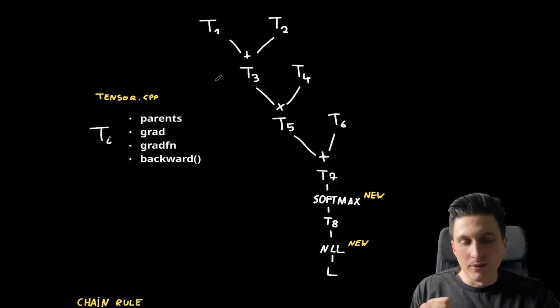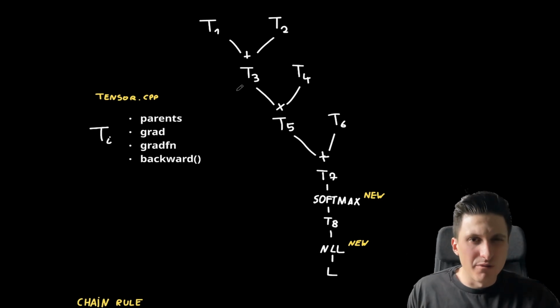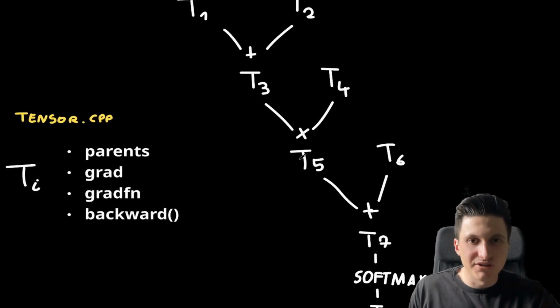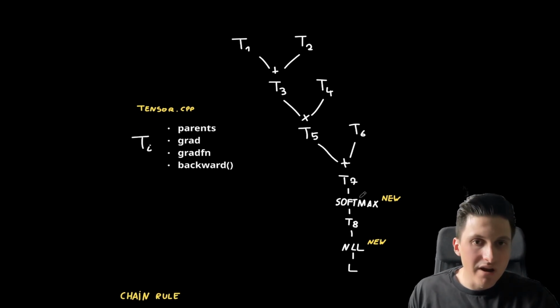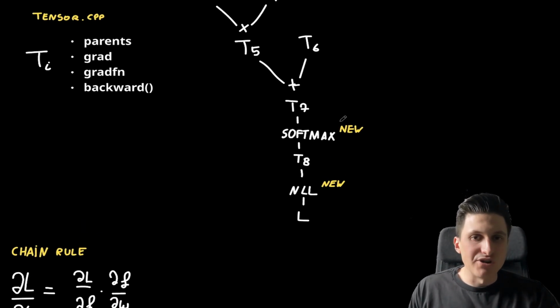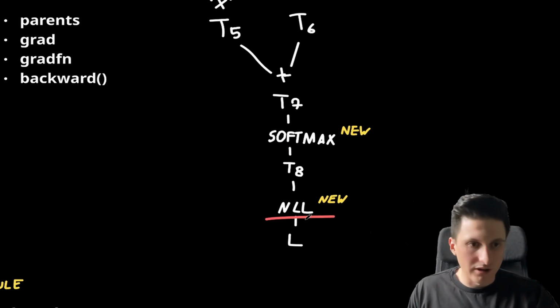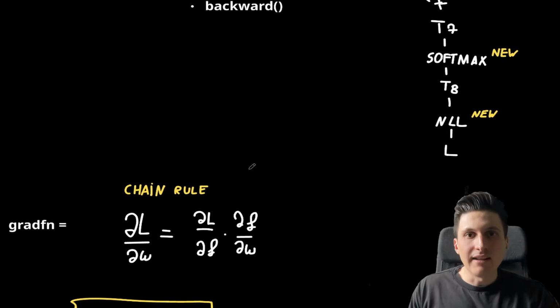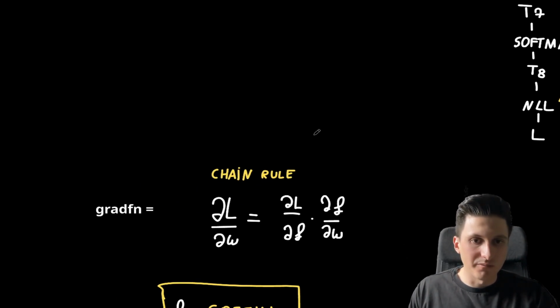If you need a better understanding of this, I strongly suggest watching the third part of this series, as I went through a lot of derivations of the gradfn of the plus and the multiplication. I don't think my explanation will be as clear unless you also watch that part. But we now have two new operations: first off, the softmax function, and then also the negative log likelihood. So let's derive the gradfn function for our softmax.